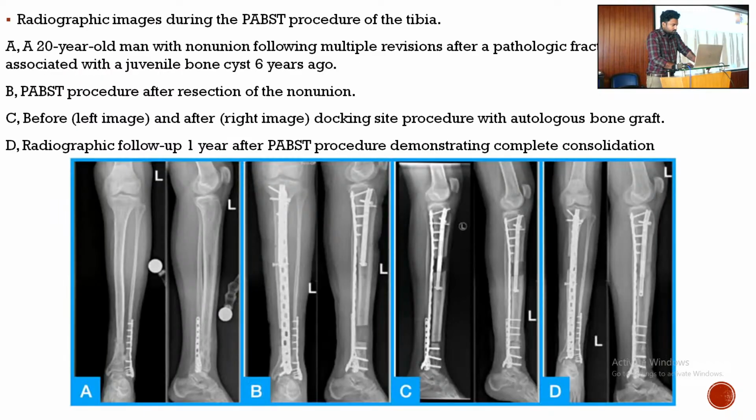So these were the radiographic images during the PABHT procedure of the tibia. The case is a 20-year-old man with non-union following multiple revisions after a pathological fracture of the lower leg associated with a juvenile bone cyst 6 years ago.